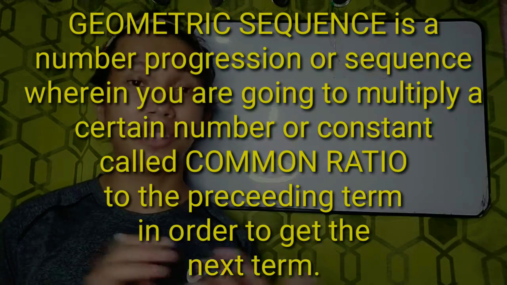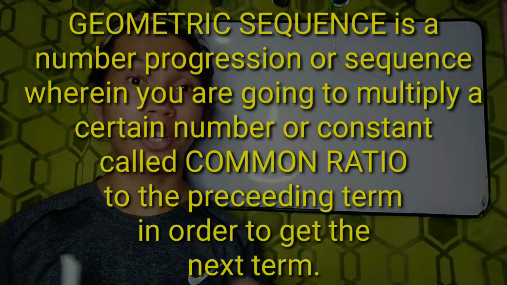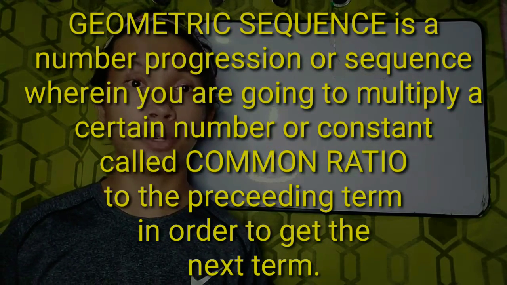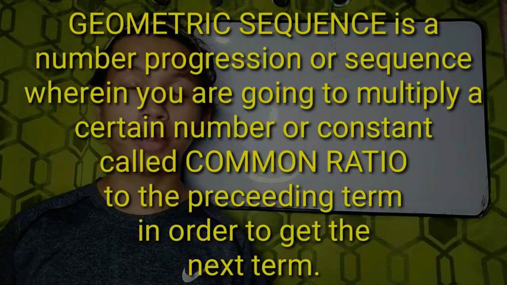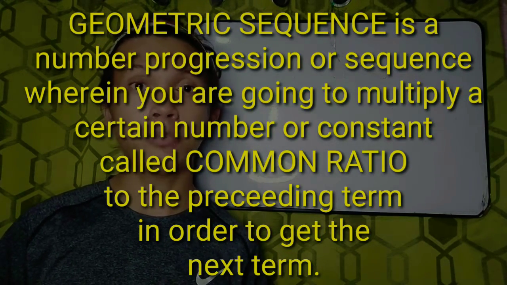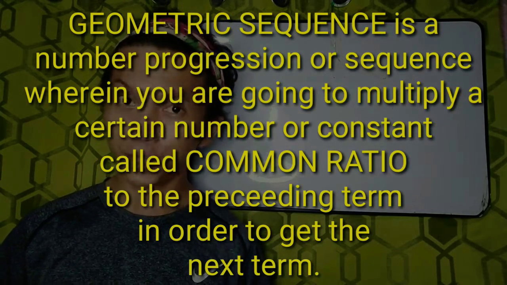Geometric sequence is a number progression or sequence wherein you're going to multiply a certain number or constant called common ratio to the preceding term in order to get the next term.